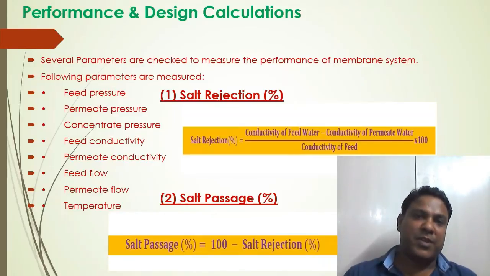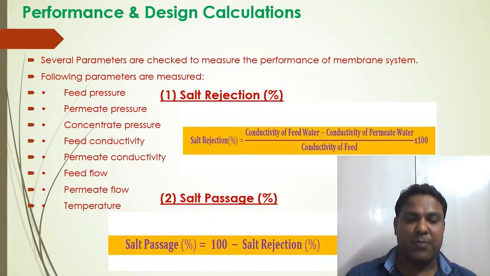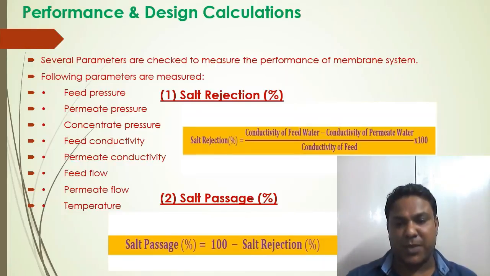Another performance parameter is salt passage. Salt passage is simply the inverse of salt rejection described in the previous equation, that is, the conductivity of permeate water divided by the conductivity of feed. This is the amount of salt, expressed as a percentage, that is passing through the RO system. The lower the salt passage, the better the system is performing. A high salt passage can mean that the membrane requires cleaning or replacement.